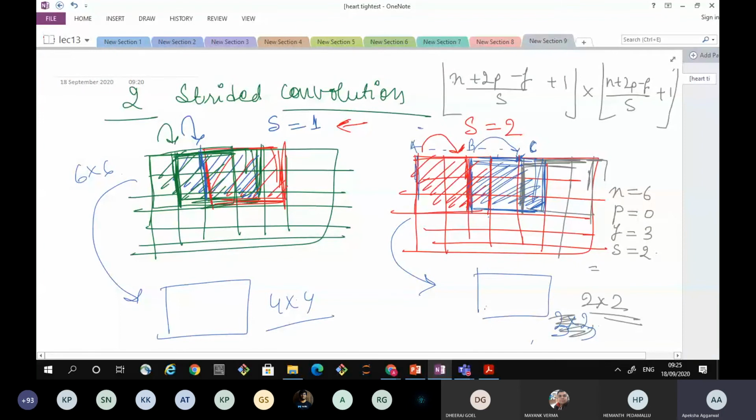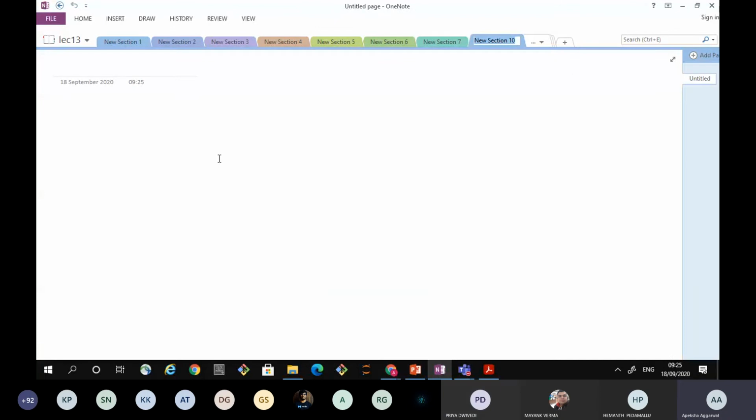Okay. So why this is called a floor function. I'm not sure if I've done the calculation right. Ma'am, please explain this s again. Okay, s is the striding, how much I'm shifting to the right.